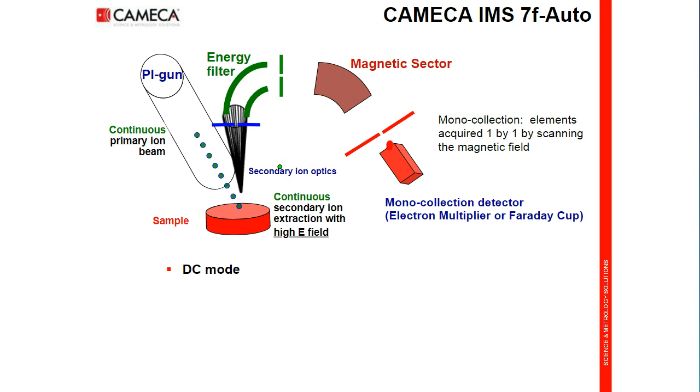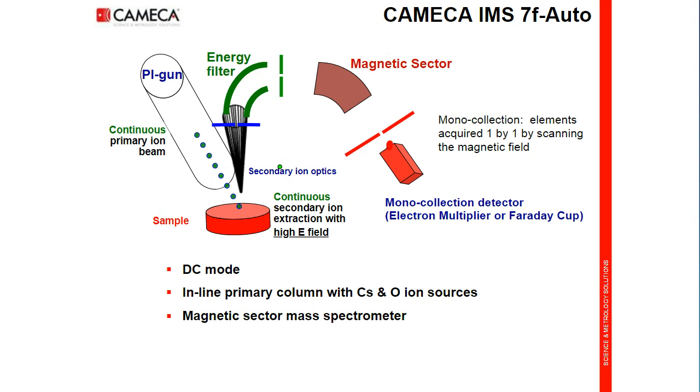Two primary ion sources are available: cesium for the analysis of electronegative species and oxygen for analyzing electropositive species. The secondary ions, which are characteristic of the composition of the analyzed area, are collected and then separated in a magnetic sector analyzer according to their mass. The CAMECA double focusing mass spectrometer design is based on the coupling of the magnetic sector with an electrostatic sector for efficient mass separation.